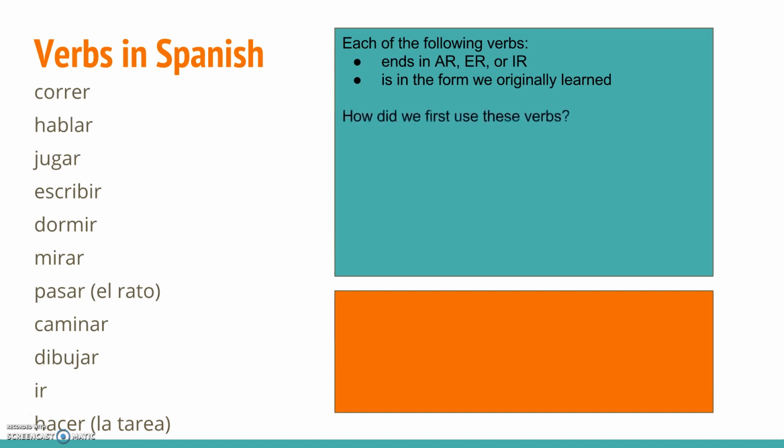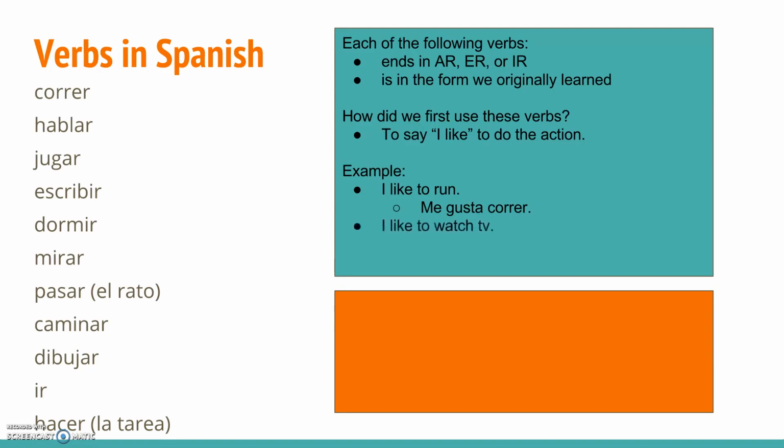Do you remember what we did when we first learned these verbs? What was our purpose with them? We used these verbs to say, I like to do the action. For example, I like to run. How would you say that? You should have come up with me gusta correr, and notice that we use the verb exactly as you see it on the left of your screen.